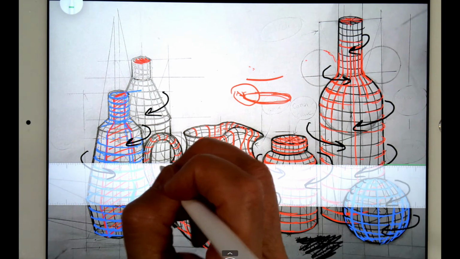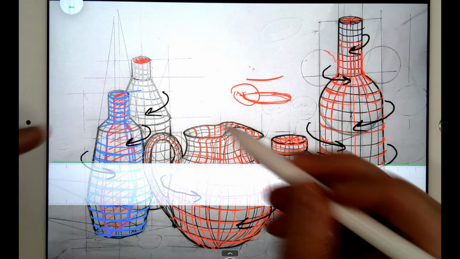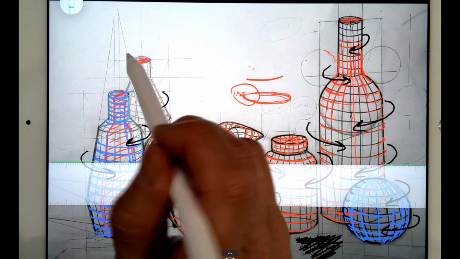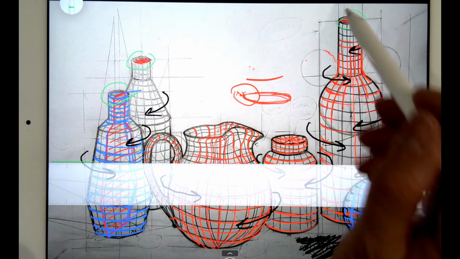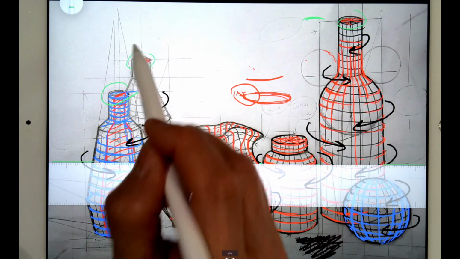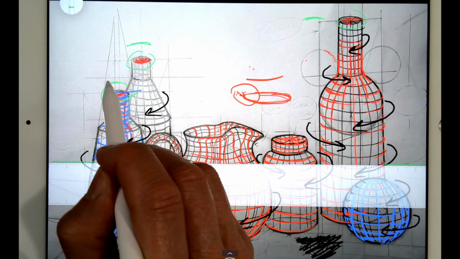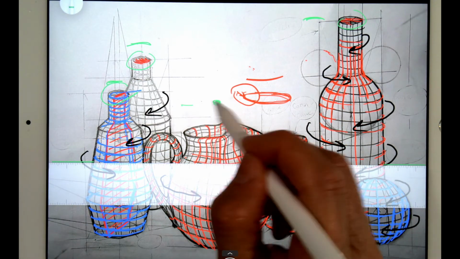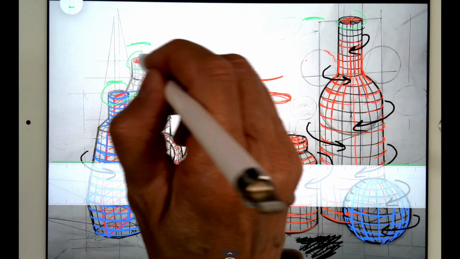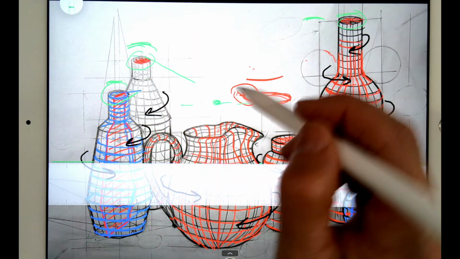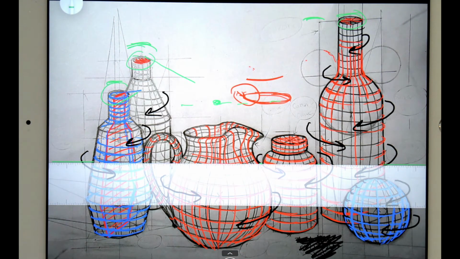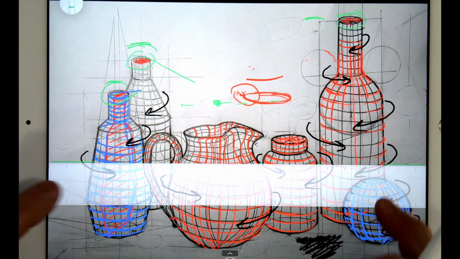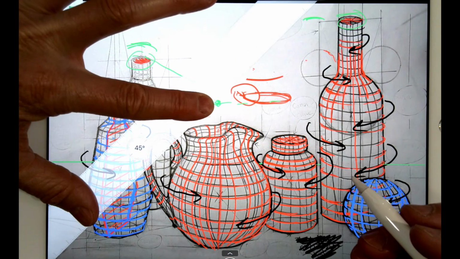So this is the back edge of the table, not the horizon line. And the tops of these bottles are incorrect. They really should be starting to point back down instead of up, because the horizon line is really going to be around here. So these should be pointing down, not up. Don't worry about that. Okay, so I'm going to put the vanishing point here.